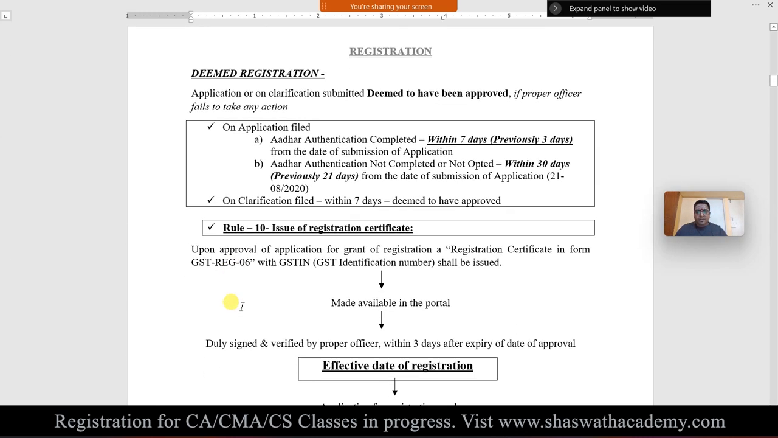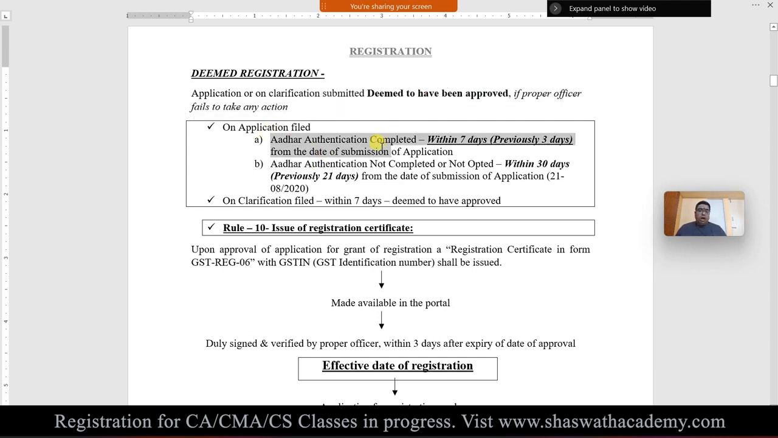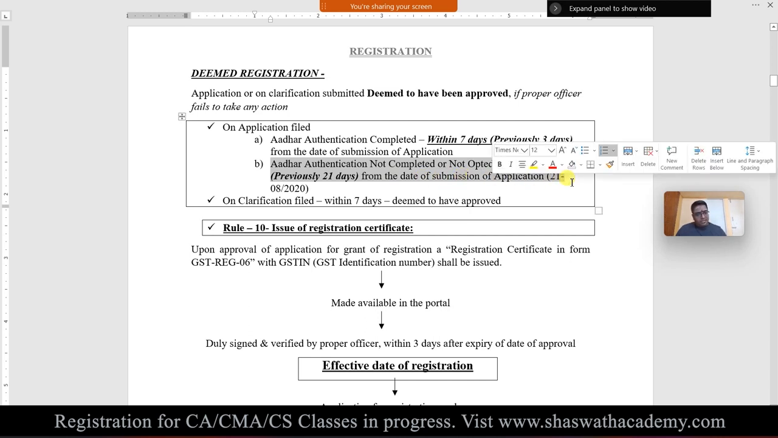Look at this, my dear. Look at this, deemed registration. If the application or clarification is submitted, it is deemed to have been approved if the proper officer fails to take action. So, on an application submitted with Aadhaar authentication, if within 7 days he has not responded, the application is deemed to have been granted. And sir, if Aadhaar authentication is not completed, but within 30 days the proper officer has not verified, then also the application is deemed to have been approved.